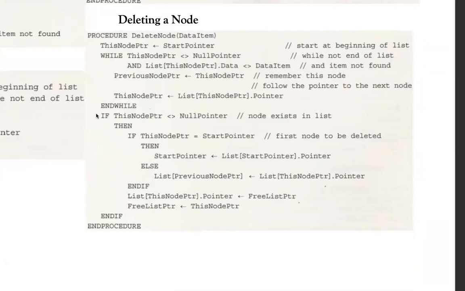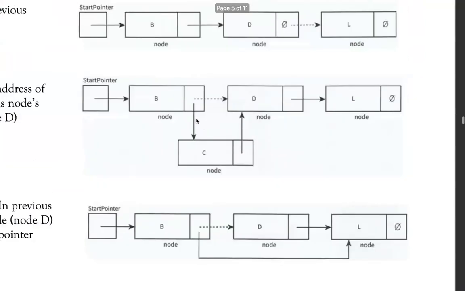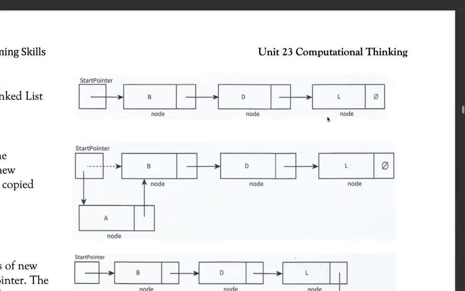exited the loop. So exited the loop means that either I've reached the end or I have found the position, either case. So if my this node pointer is not equal to null pointer, that means that I did not reach the end of the list. If I reached the end of the linked list, that means the node that I was looking for, I didn't find it. I'm looking for the node that has data item M in it.